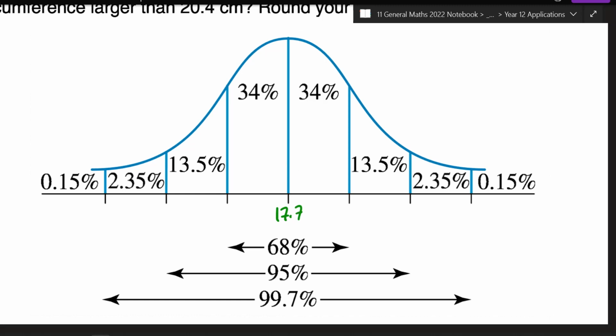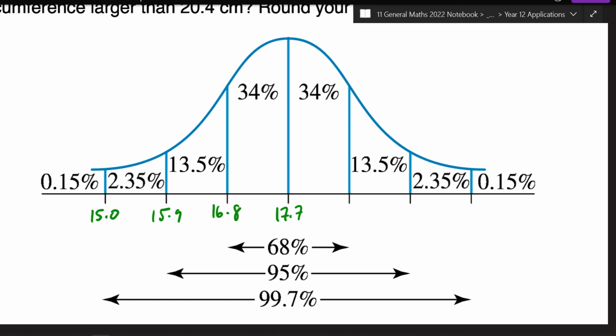The mean, right in the middle. And one standard deviation above or below is 0.9. So this next value here is going to be 16.8. 2 standard deviations away would be 15.9. And then 3 standard deviations away, over here, would be 15.0. So that's all the values on the lower end.